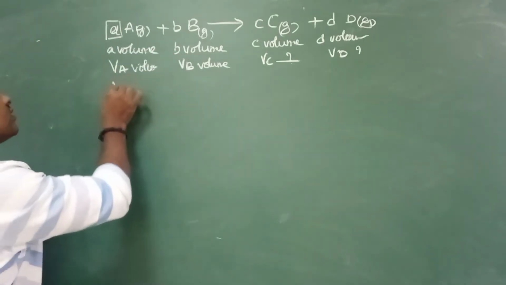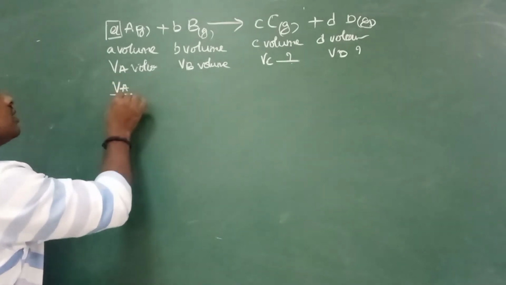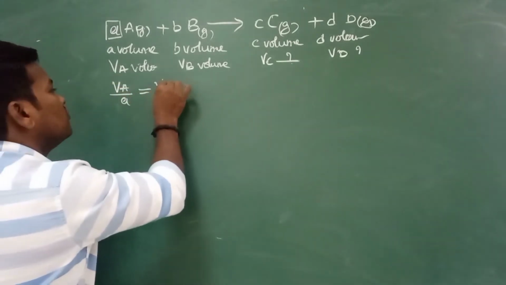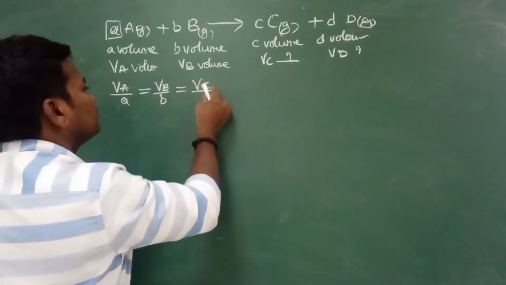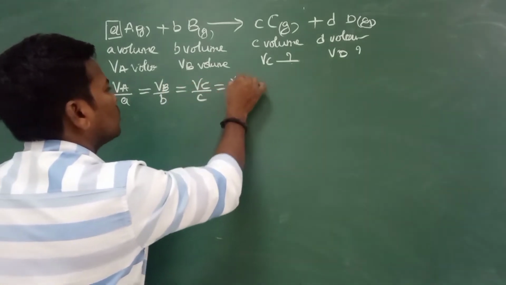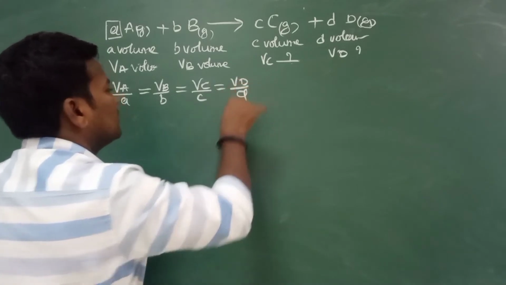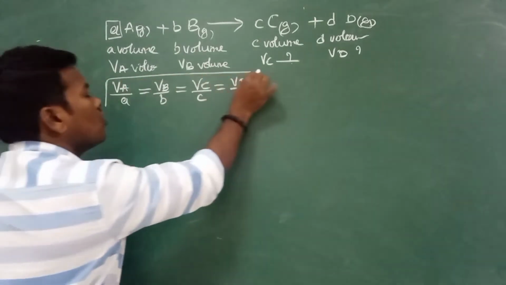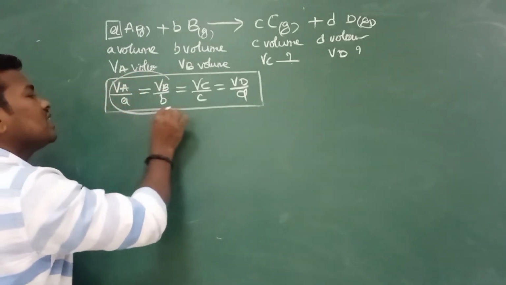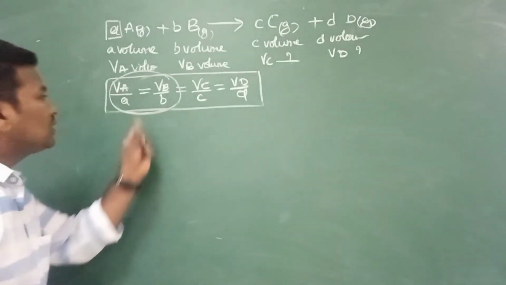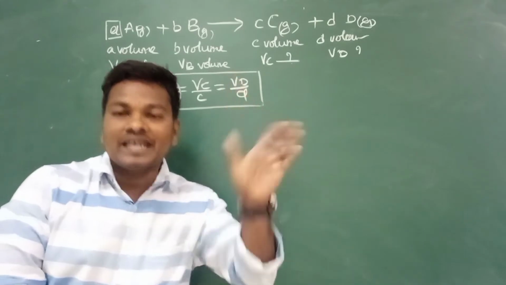So now we can take it as VA by a is equal to VB by b is equal to VC by c is equal to VD by d. Like this we can consider when it is applicable. That means VA by a is equal to VB by b, which means both the reactants are completely consumed here.